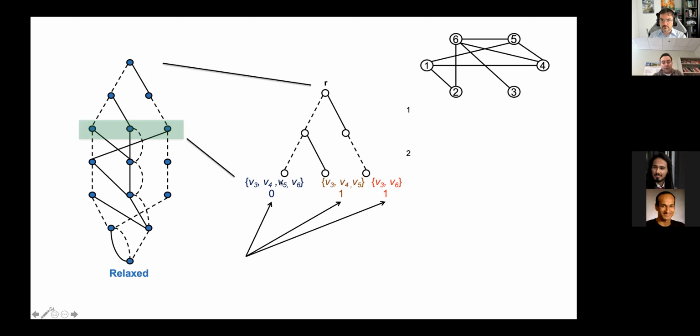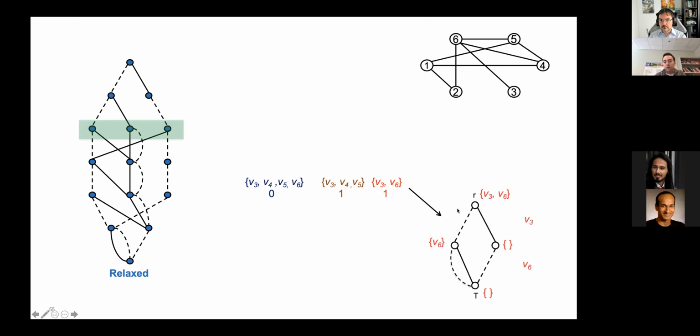So in the left node, we haven't taken any vertices, so the current independent set size is 0. The middle one, it's 1, and the second one, it's also 1, because you see only one arc on the paths leading to that node.